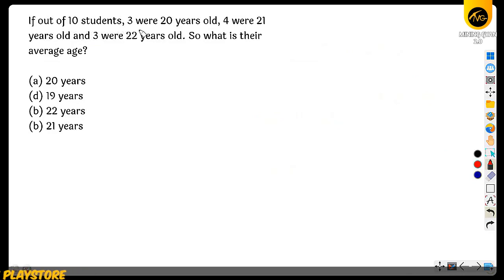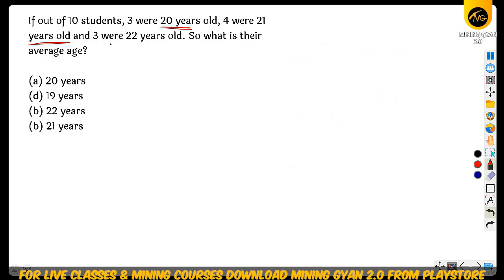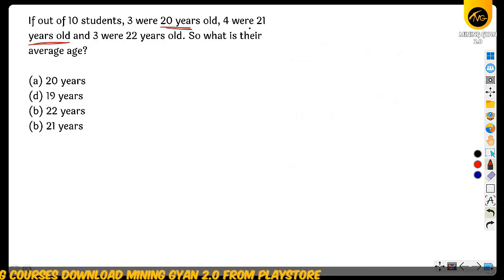If out of 10 students, 3 were 20 years old, 4 were 21 years old, and 3 were 22 years old, what is their average age? Basically we have 10 students, 3 students are 20 years old, 4 students are 21 years old, and 3 students are 22 years old. Now we have to find the average age of all these 10 students.